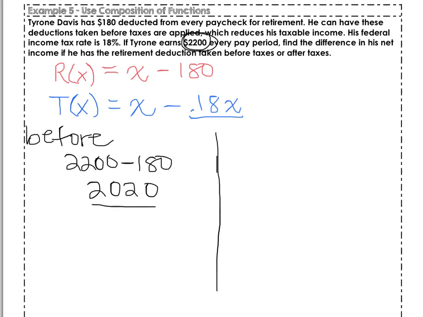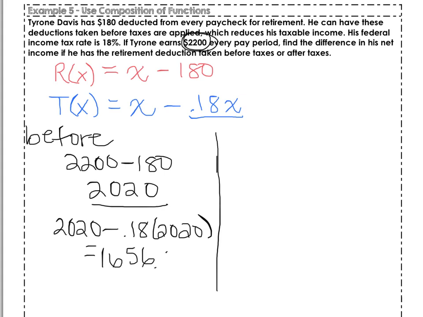Then I'm going to take this amount and take away the tax amount, which is my function T. So 2020 minus 18% of 2020, which is where we end up with the amount $1,656.40. Did you know you just did function composition? This is the composition of T composed of R of X, where X is going to be equal to $2,200. Let's look at the after.